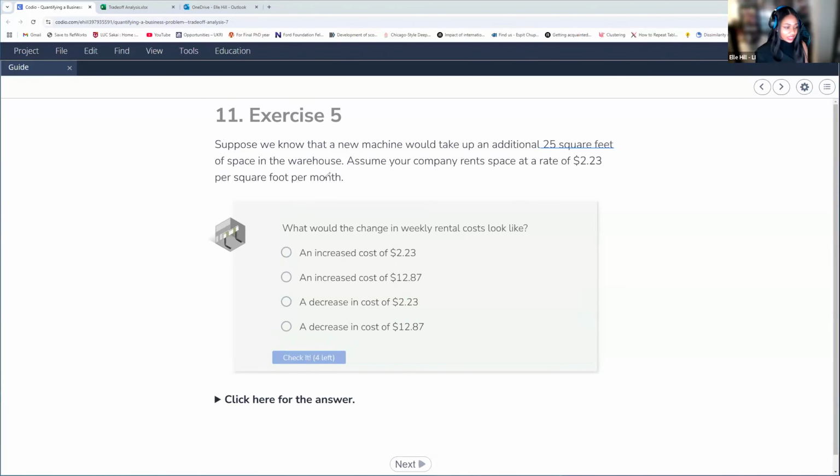I already see the calculations about to come in. I see the typing. Assume your company rents space at a rate of $2.23 per square foot per month. Oh my goodness, super fast. I'll give you some time for this. Keep in mind, this question is asking for your weekly rental costs. So what is our weekly rental cost going to be?